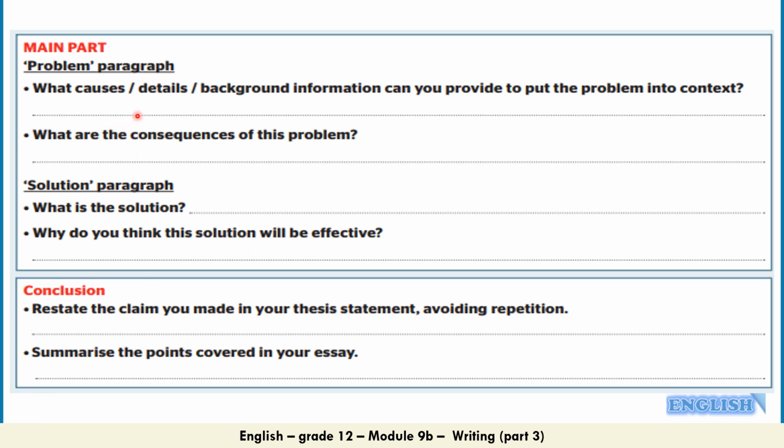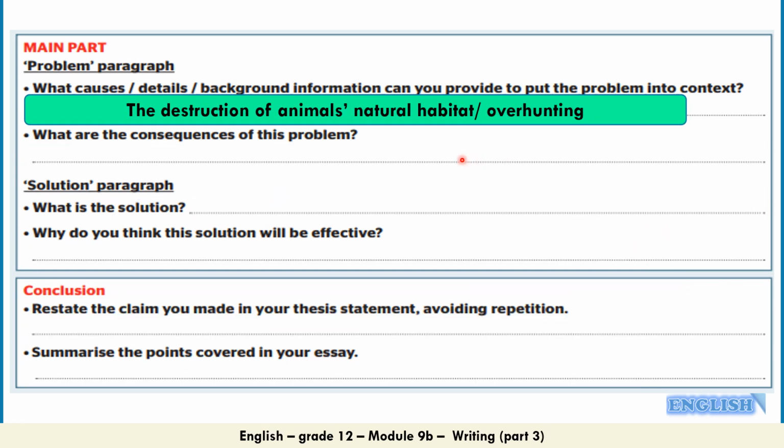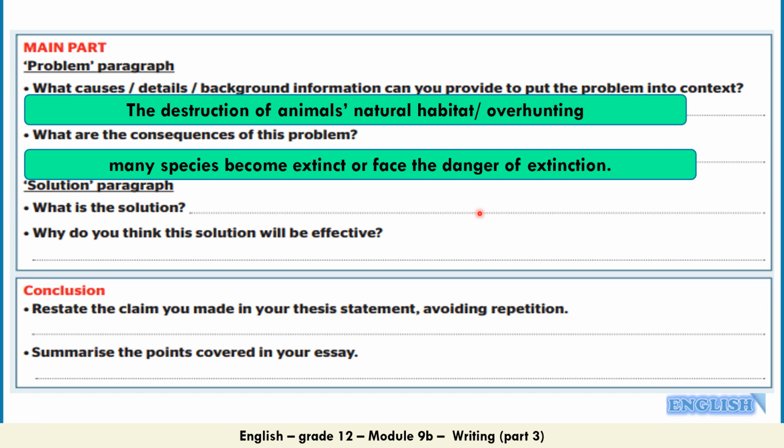So starting with the first one, the destruction of animals' natural habitat, overhunting. What are the consequences of the problem? Many species become extinct or face the danger of extinction. In the solution paragraph, what is the solution?